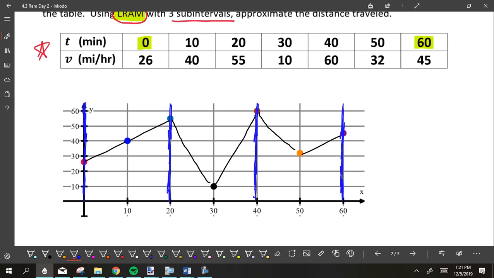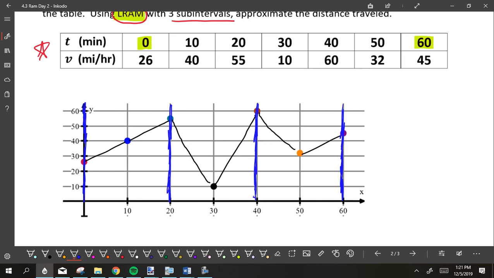Now we've split this thing up into 3 subintervals. One between 0 and 20, one between 20 and 40, one between 40 and 60. It's the between that we care about. That's what we're thinking about here. So looking at this first subinterval, we're going from 0 to 20. We're doing a left RAM, left Riemann sum. So which one of these dots are we going to use?